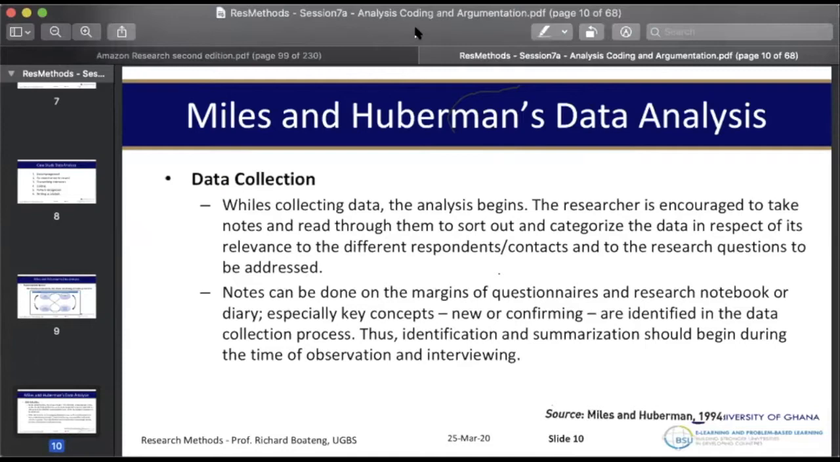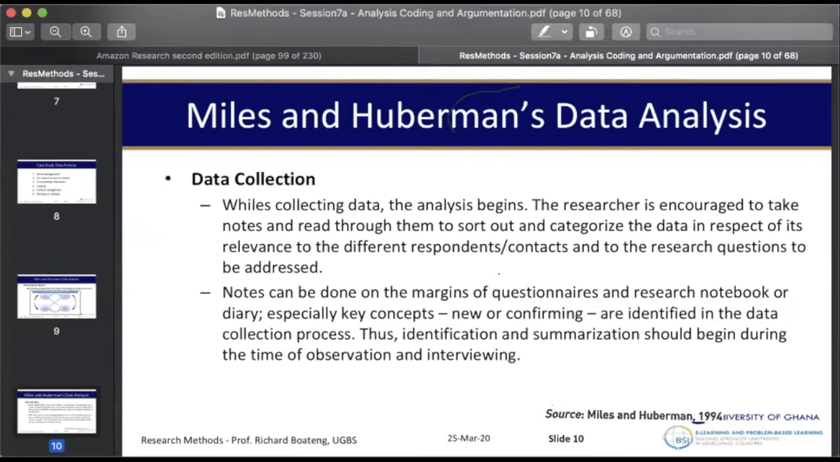So the first step is data collection. Data collection is the first step in the analytical journey. He says that analysis begins when data is being collected. The researcher is therefore encouraged to take notes, read through them, and sort out and categorize the data with respect to the relevant respondent.